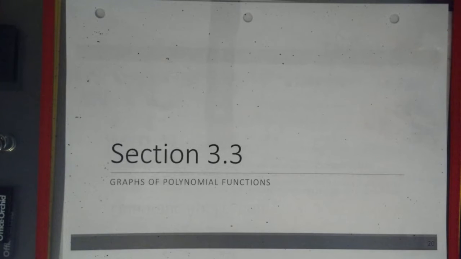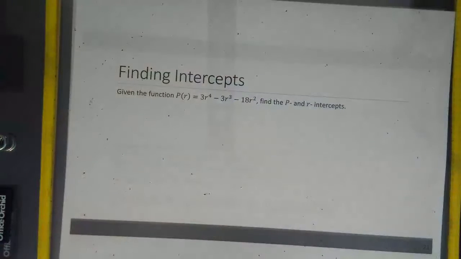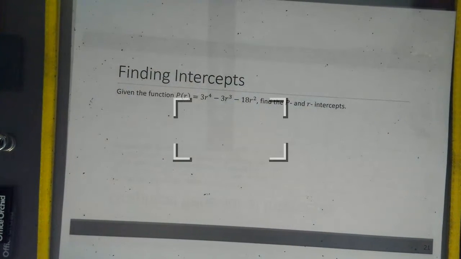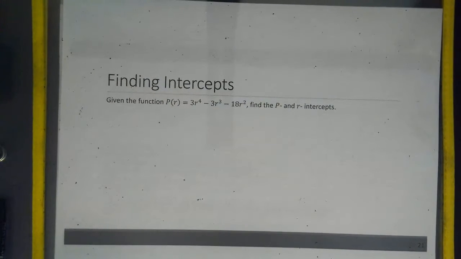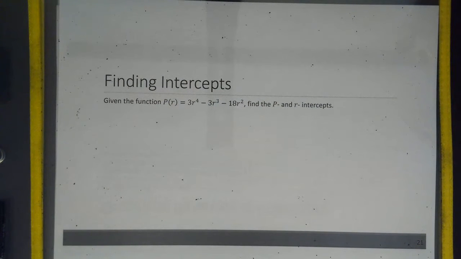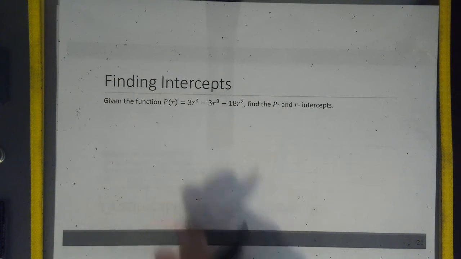In this video, we will be looking at section 3.3, which covers graphs of polynomial functions. We're going to start by finding intercepts. It says, given the function p of r equals 3r to the fourth minus 3r cubed minus 18r squared, find the p and r intercepts. Now I know these are different variables than we're used to working with, so let's see if we can put these into terms that might make more sense to us.